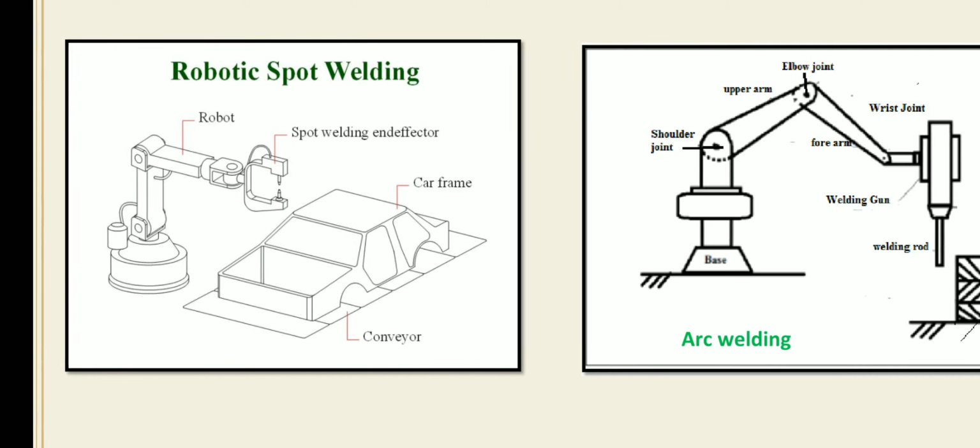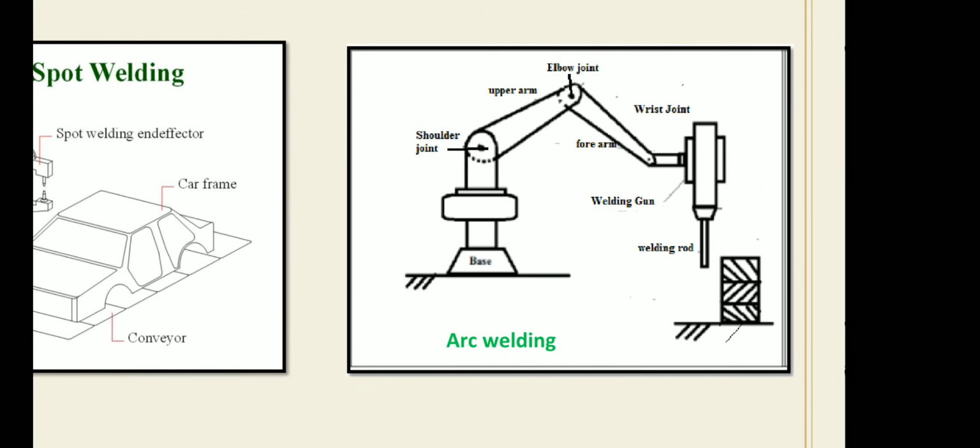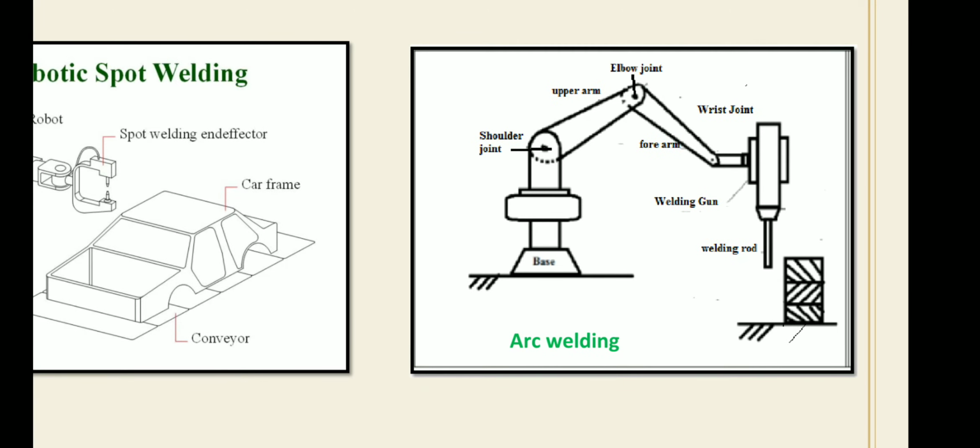The next type of welding is arc welding. This figure shows the construction details of an arc welding robot. It consists of 4 mechanical links and 3 joints: link number one, link number two, link number three and link number four, and 3 joints: shoulder joint, elbow joint and wrist joint.